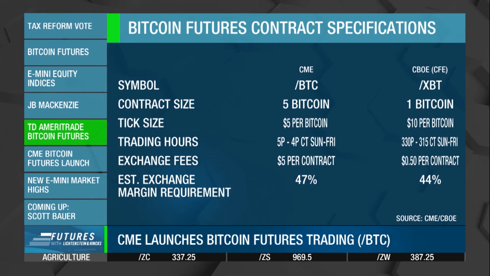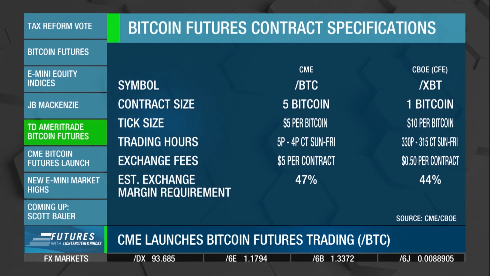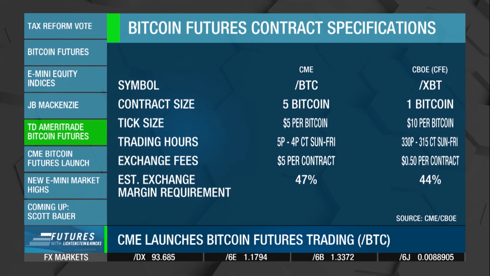The second thing I would say to look at is how does the tick size work? With the CME product, it's $5 per coin. So think about that, that's $5 per coin times 5, or $25, versus the CBOE product, which is $10. And then finally, there is a little bit of difference between the actual trading hours, not a ton, but a little bit, so you need to keep track of that as well.